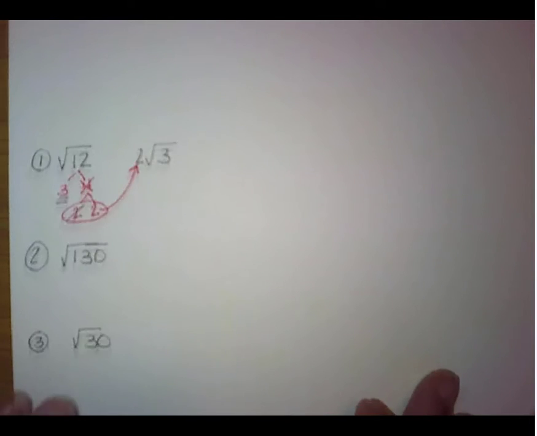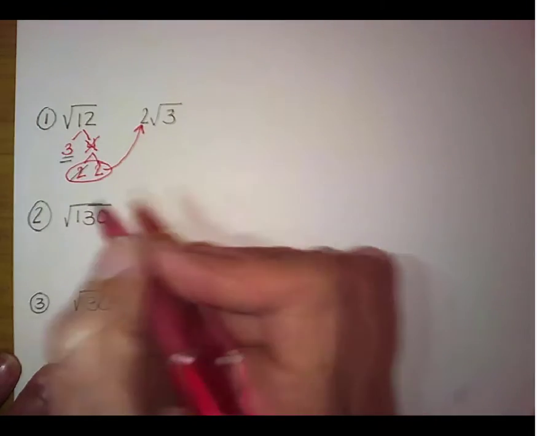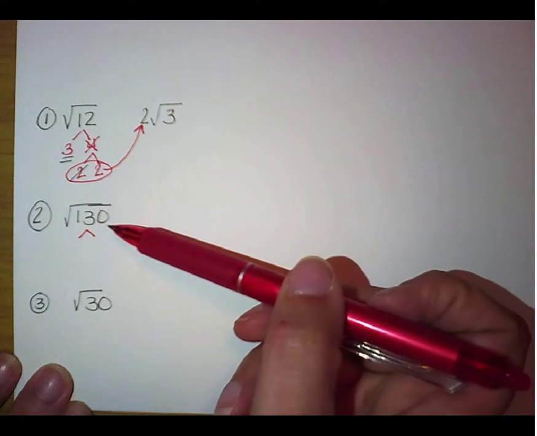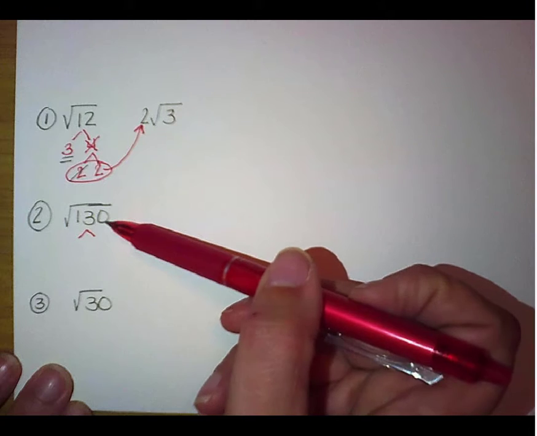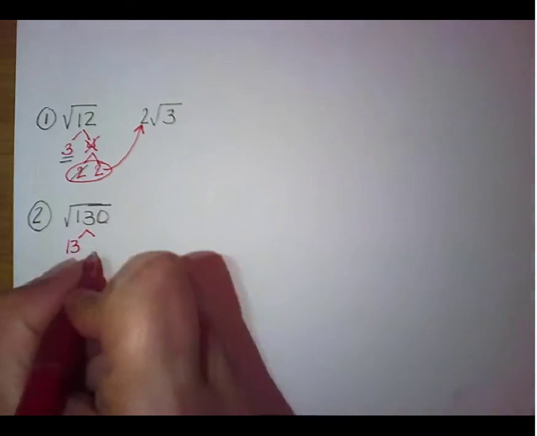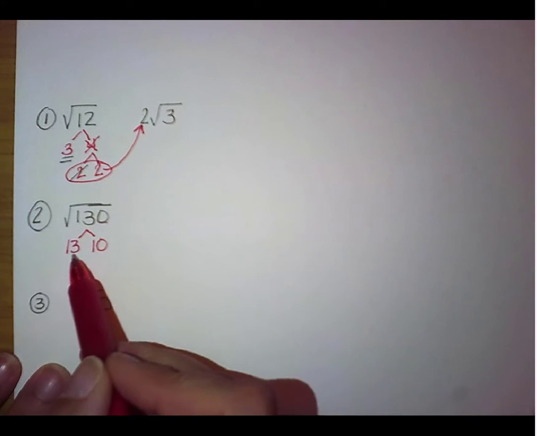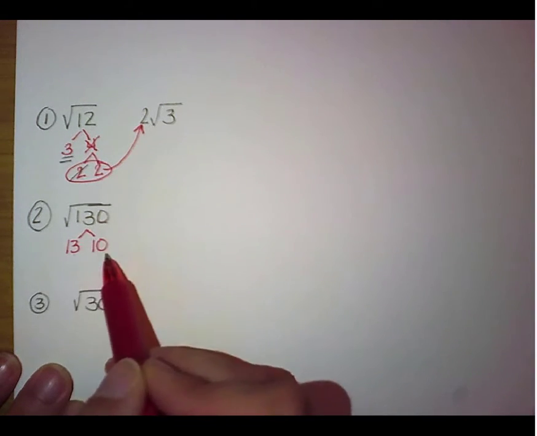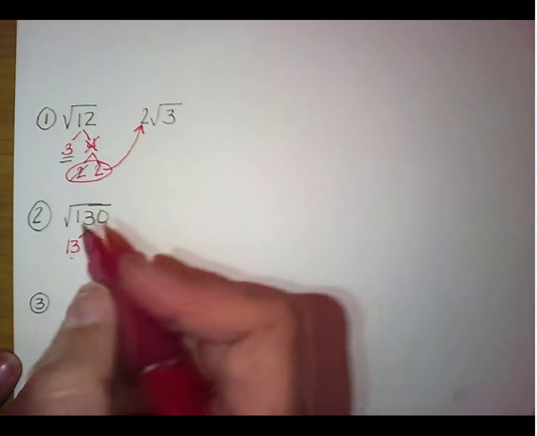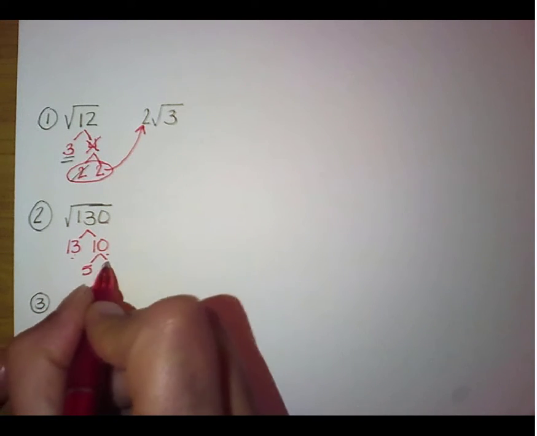So let's try the next one. We've got the square root of 130. So again, I'm going to break this apart using my factor tree. Guys, whenever I do a factor tree, if it ends in a 0 is my favorite thing because I can always do the 13 times 10. So you just take whatever's in front of it, that becomes your first factor, and then 10 becomes your second. Now 13 is a prime number, so we can't do anything to it. And 10 is 5 times 2.